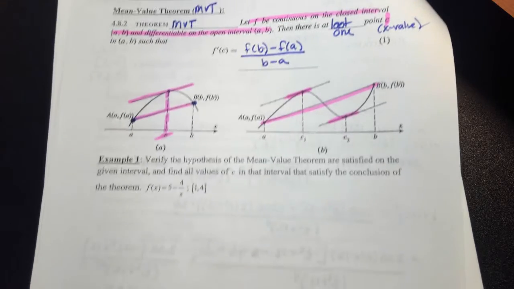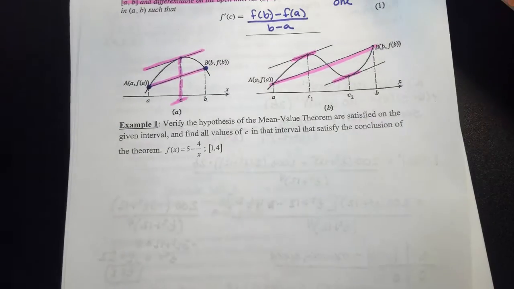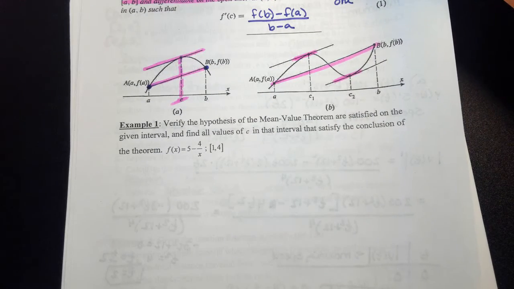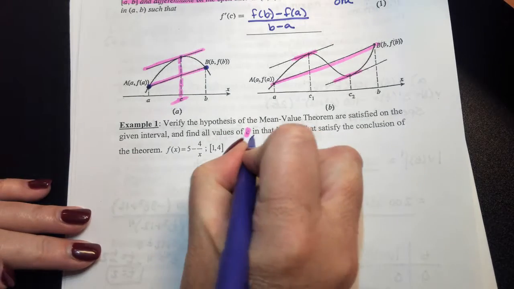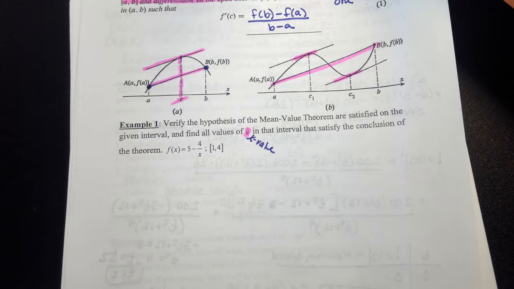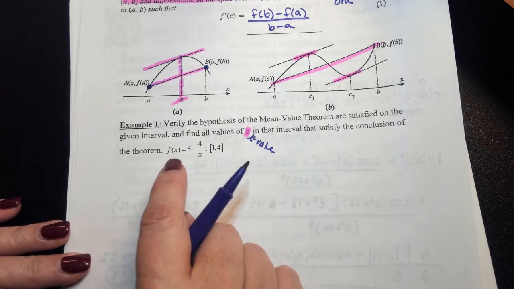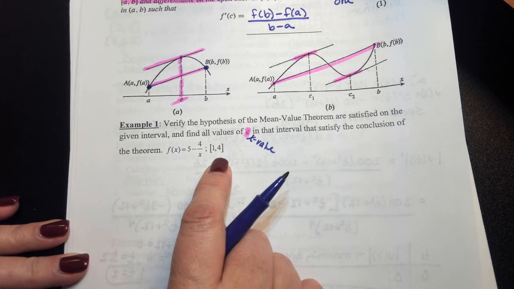All right, so now let's take a look at a problem. Verify the hypothesis of the mean value theorem are satisfied on the given interval, and then find all values of c. Again, remember, c are your x values, and we're only looking in the interval that's provided that satisfy the conclusion of the theorem. So f of x equals 5 minus 4 over x, and again, my interval is going from 1 to 4.